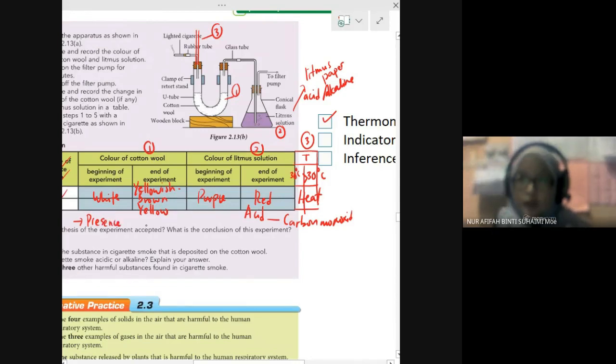Why does the cotton wool become black? You said black earlier. Why does it change its color? Because of the presence of what in the cigarette smoke? When we switch on the filter pump, it will produce smoke. The smoke will enter the U-tube here. What inside the cigarette smoke turns the cotton wool yellowish brown or brown? What makes the lung become blackened?